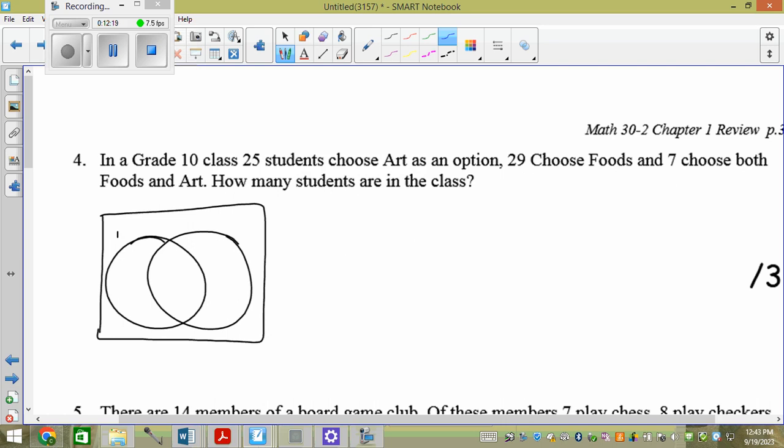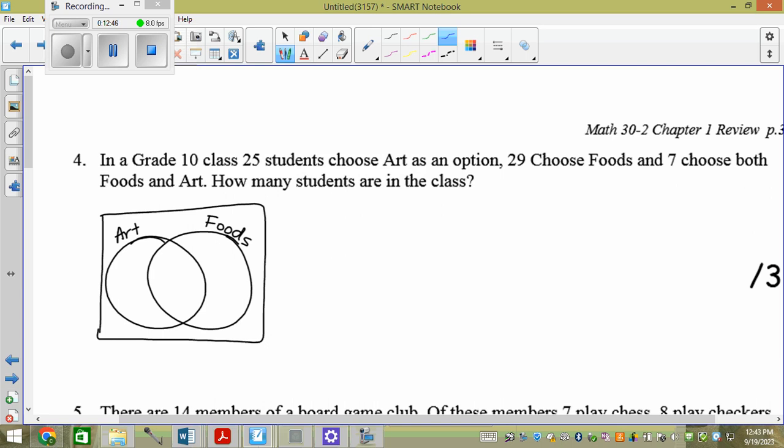Okay, so we have art, we have foods. Where must we start? In the middle. We have to start in the middle. Do we know the middle? Yes. If we don't know the middle, we have to find it. They're not going to say, remember to find the middle first. So you do have to find the middle first, unless there's onlys, then you don't have to. We'll practice some of those as well.